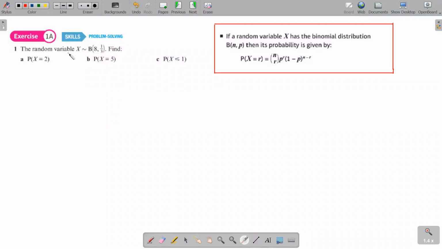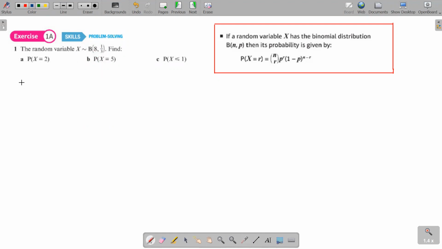Okay guys, let's move on to some questions now. Look at the first question. The random variable X follows a binomial distribution. Look at this. Here 8 is the n value, right? n is 8. And what is 1 over 3? 1 over 3 is the probability of success. So n is 8 and 1 over 3 is the probability of success.